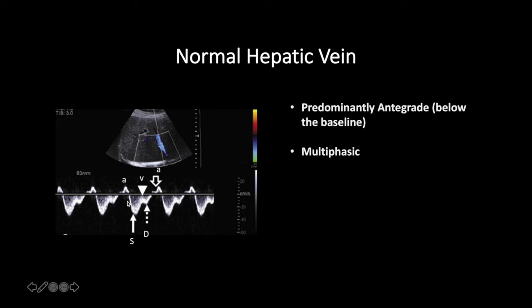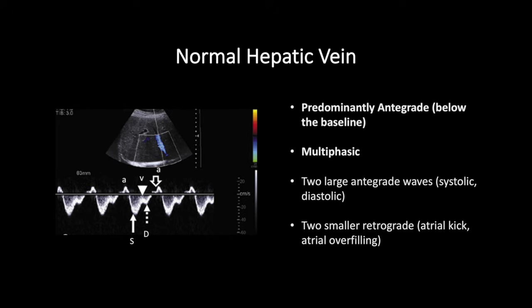Some people use the word triphasic, but it's actually quadriphasic. So there are 4 total phases. In those, there are 2 large antegrade waves, antegrade again meaning flowing towards the heart, and that is this hump here that is labeled S for systolic, and this wave here that is D for diastolic.